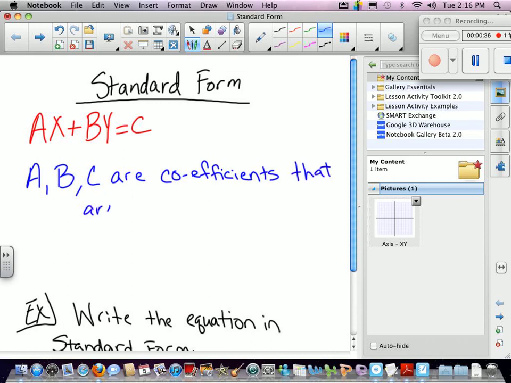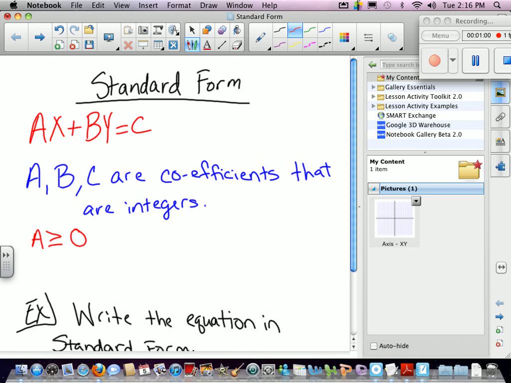So we're going to say that they are integers. Okay. What that means is that we cannot have any fractions or decimals when we're writing an equation in standard form. Okay. Usually in standard form, the a is going to be non-negative. So a would have to be greater than or equal to 0.